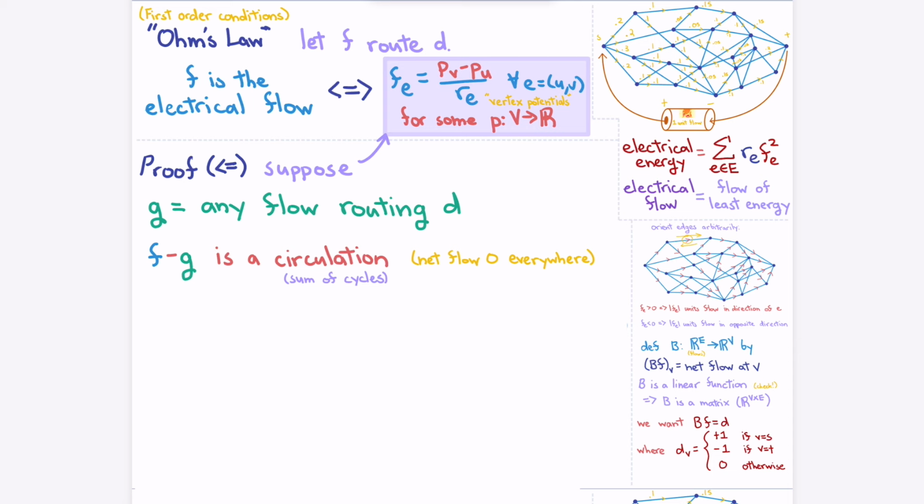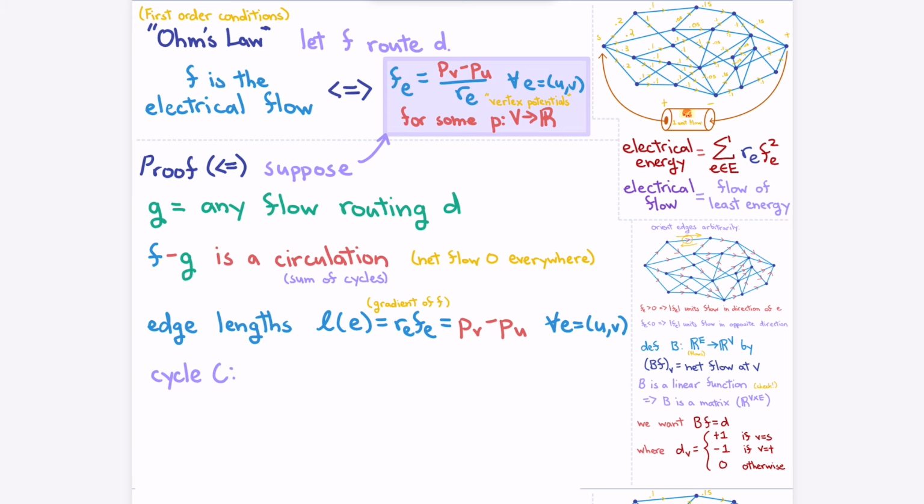Okay. All right. So now let's again look at those same edge lengths. That's sort of the gradient with respect to F, although this time you also know that F is induced by vertex potentials. Okay, now we're going in that direction. All right, so now for a cycle C, what is the length of the cycle? Zero, and why?